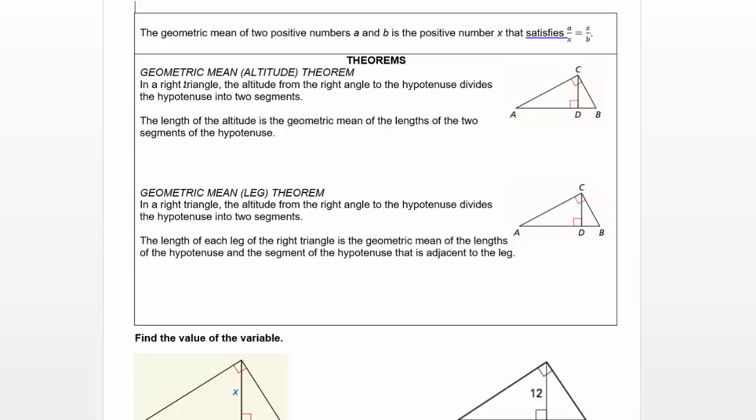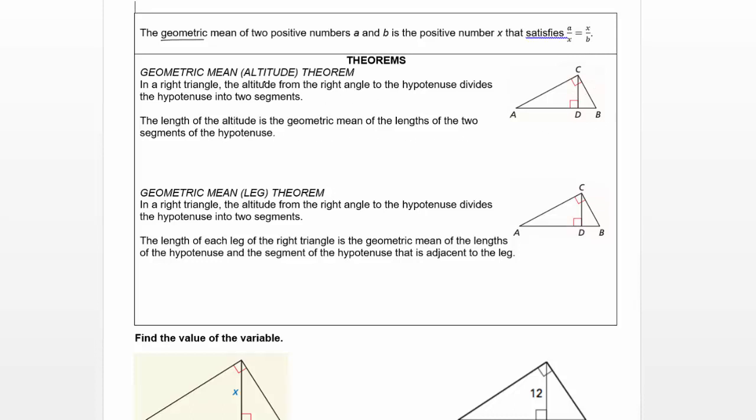The first is called the geometric mean altitude. Recall from before, the geometric mean of two numbers is some number x that satisfies this proportion. So the first number compared to the geometric mean is equal to the geometric mean compared to the second number. It turns out that geometric means show up in these similar right triangles.